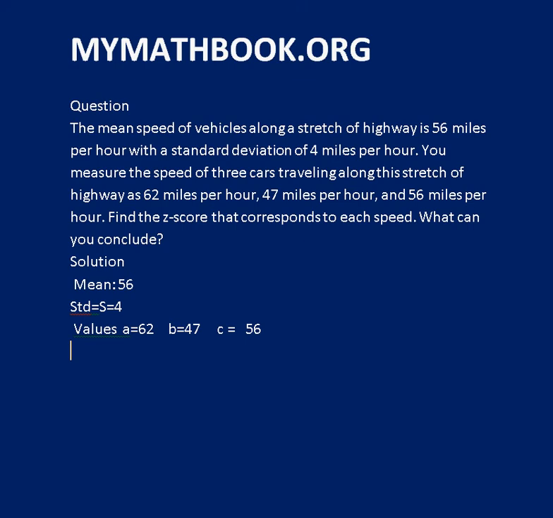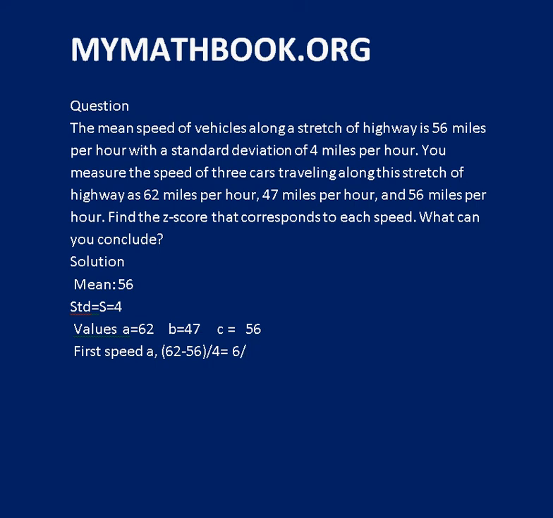So for the first speed, which is value A, we're going to have the value, which is 62, in parentheses, and that value is going to subtract the mean 56, and everything is going to be divided by the standard deviation, which is 4. The answer is 62 minus 56, which gives us 6. Then we divide by 4.